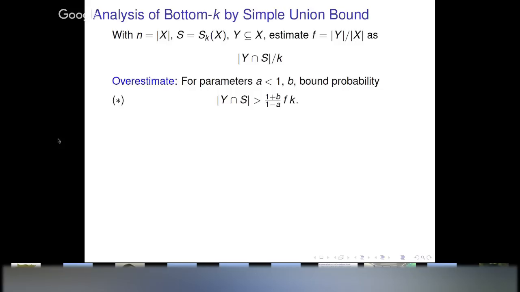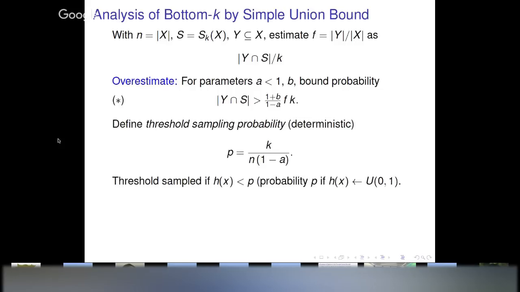And to do that, the first thing here is ugly, so kind of forget about it for now. But we're going to define a threshold sampling probability that is completely deterministic, independent of all random choices, which is K divided by N, where N is the number of elements in X, and then also divided by 1 minus A. So if it's K divided by N, then I would expect to get K samples. And now I'll make it a little bit bigger. So if I look at all the elements in the set X, I expect to get a little bit more than K elements out. Okay, so again, what I'm saying here is that I'm assuming that the hash values are uniform in 0, 1, roughly. Okay, so this being threshold sample.